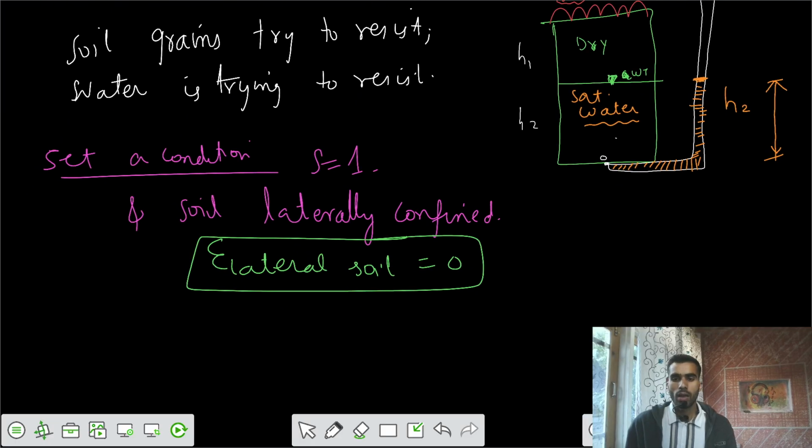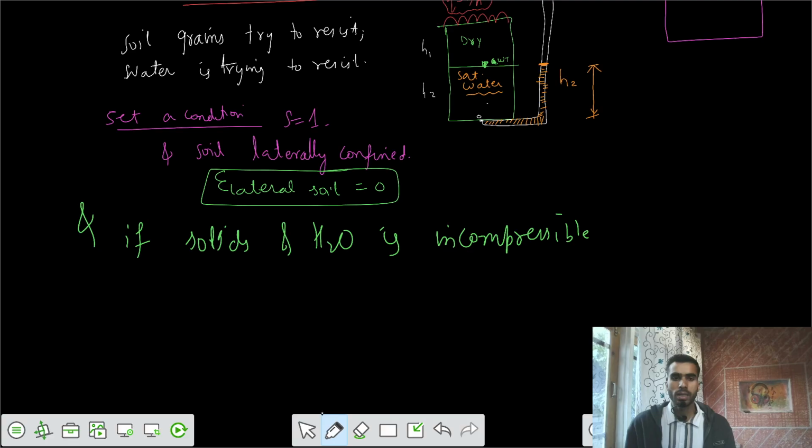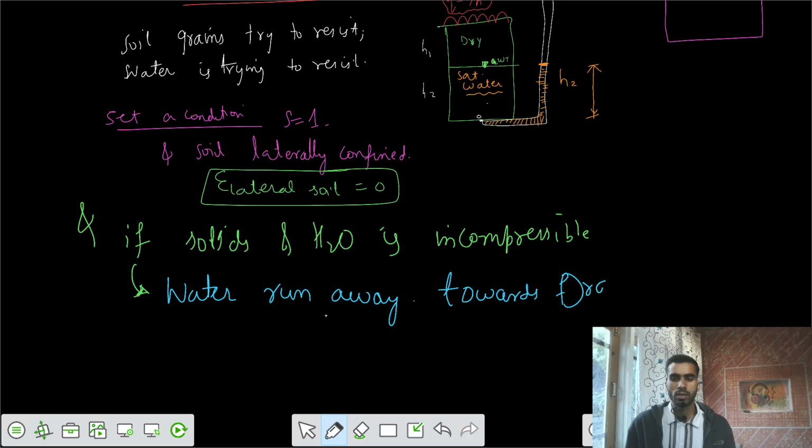If the solids and water are incompressible, there is only one possibility: the water is going to run away. Water runs away towards the drainage phase.